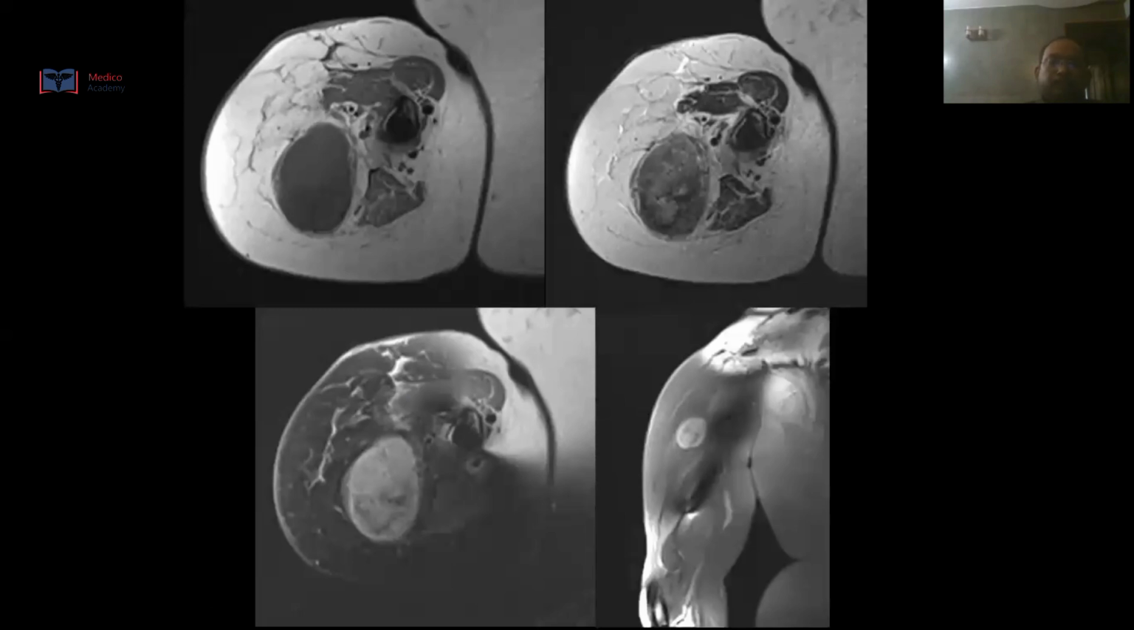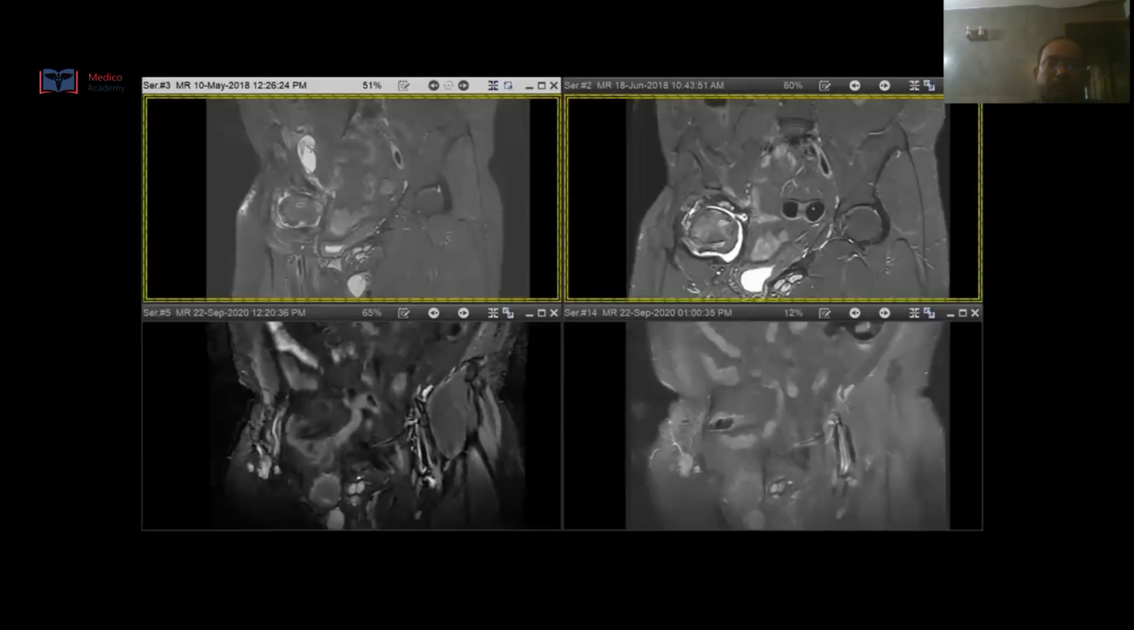This is an example of a recurrence where you are able to see that post-treatment there is a post-surgical implant over there. There is a large soft tissue lesion which is seen in the T1, T2 image as well as in the post-contrast image. So this is an example of a recurrence of the soft tissue sarcoma.